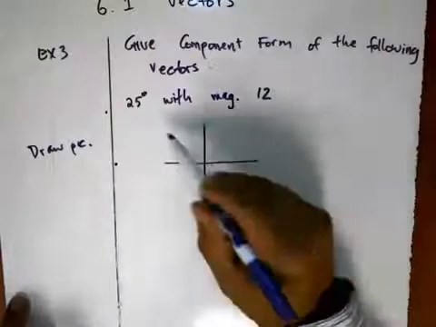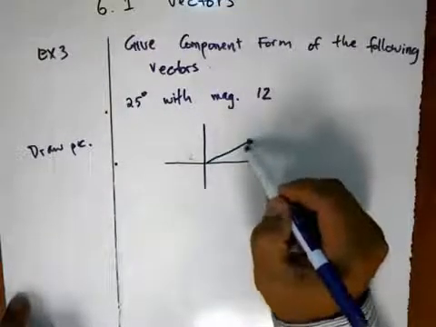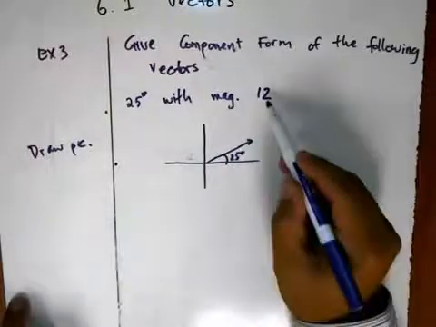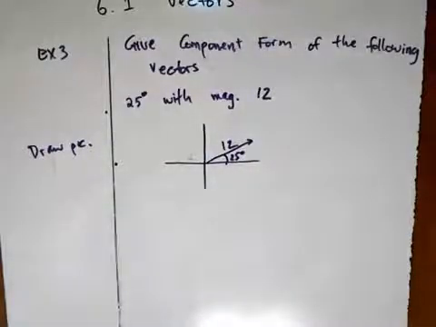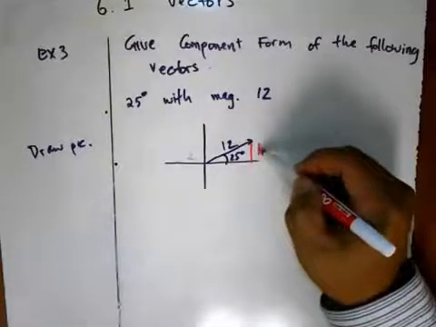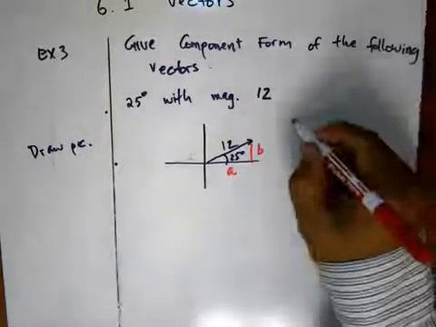Usually helps. 25 degrees rotated counterclockwise from the positive x-axis is approximately here. That's 25 degrees. The magnitude, which is the hypotenuse of our soon-to-be formed triangle, is going to be 12. And now with that scenario, I can draw these lines here, and I'm looking for B and A. And I can just solve this using cosine and sine.